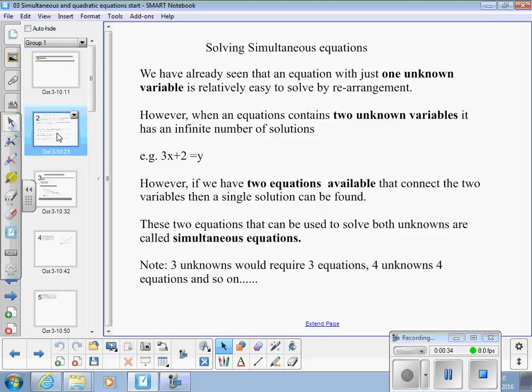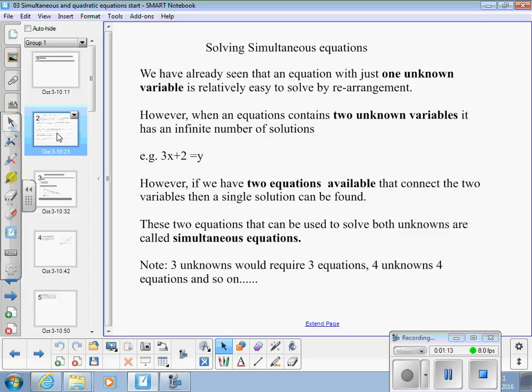So, solving simultaneous equations. We've already seen that an equation with just one unknown variable, we covered those last week, is relatively easy to solve by rearranging that equation to make the variable the subject. That's a reasonably simple algebraic method to do that. However, if an equation contains two unknown variables, it has an infinite number of solutions.